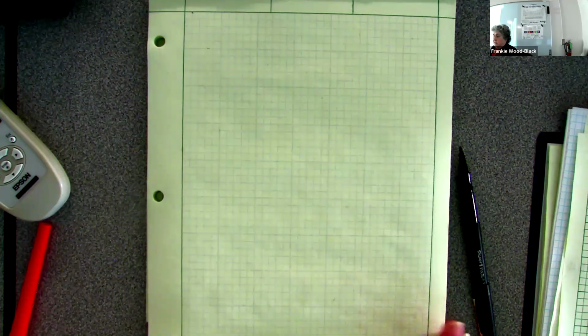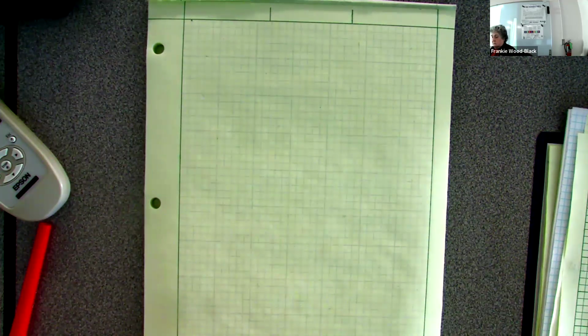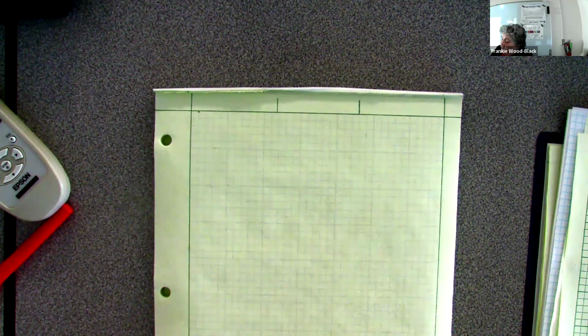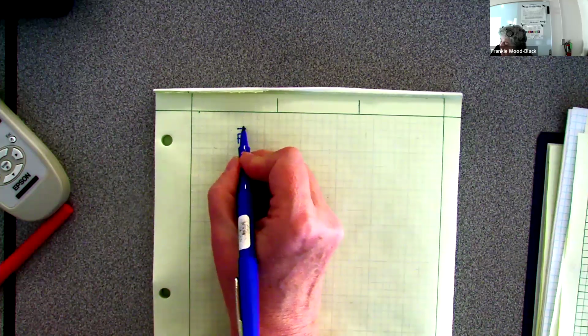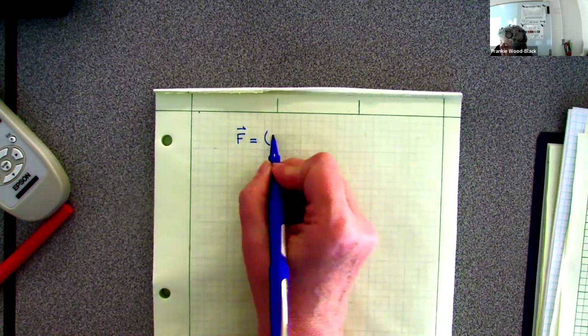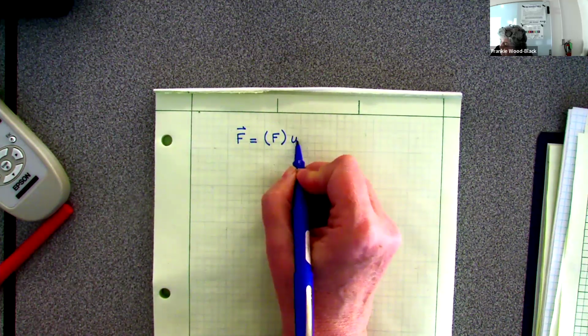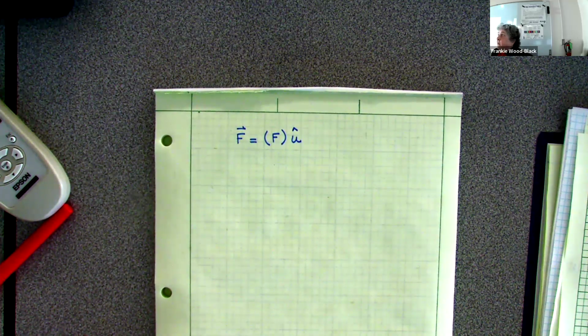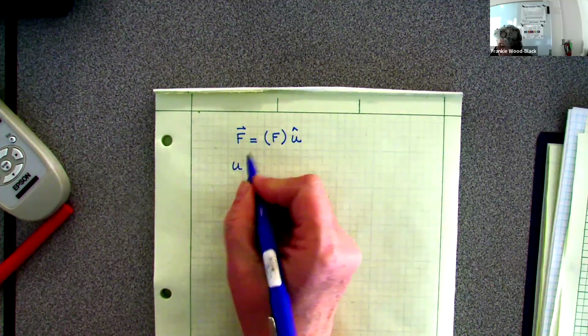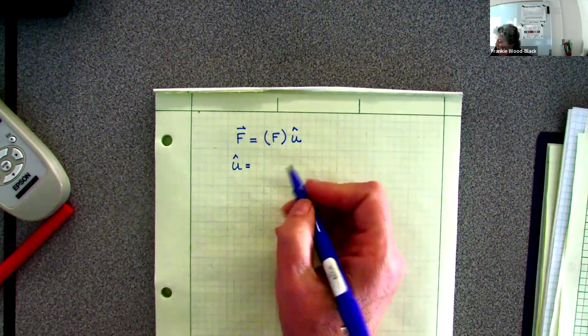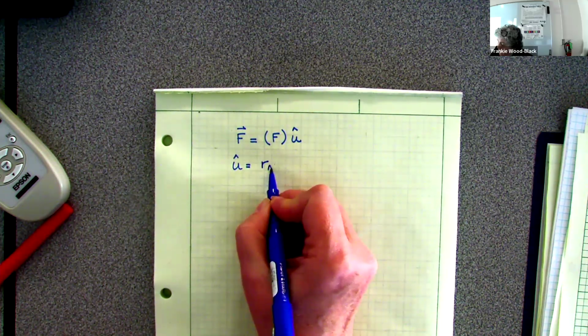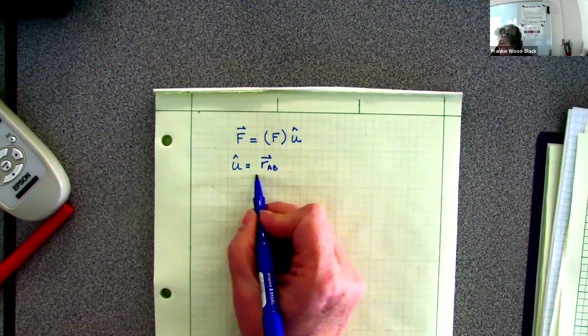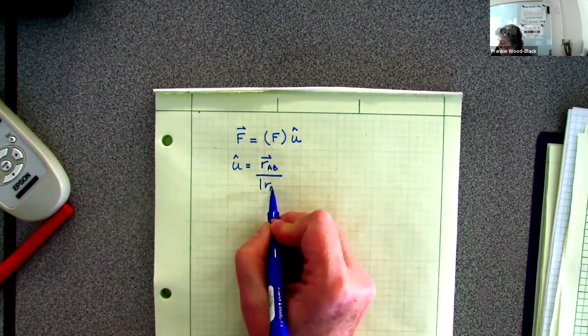The other thing that we have to do is my vectors. If I have a force vector, I can write my force vector as a scalar times a unit vector in the unit direction. So I can get my force vector from my unit vector. My unit vector is going to be whatever my vector r is, divided by the magnitude of that r.